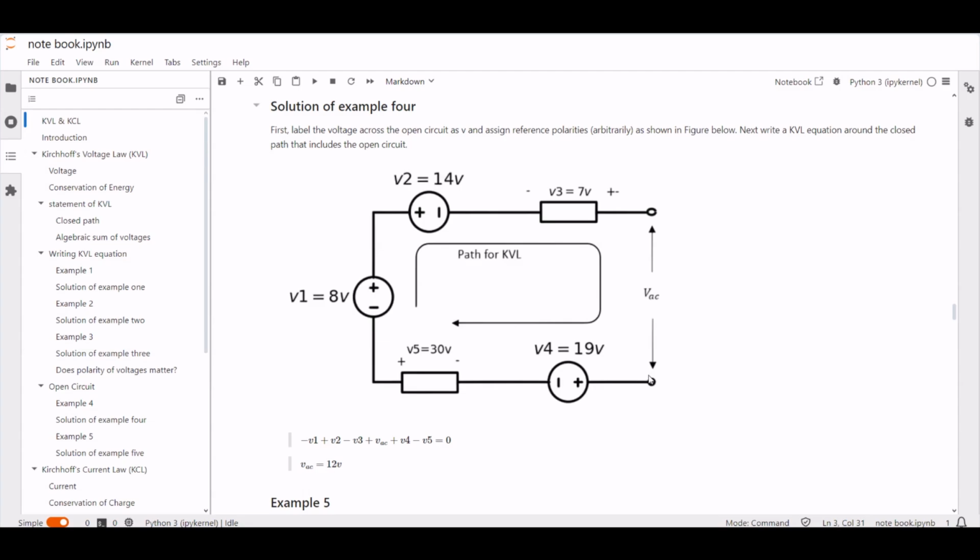And here we have two terminals that are open. So this pair of terminals is an open circuit. So we write here plus VAC. And then here we write plus V4, and here we write minus V5. And then if we write the numbers, VAC is equal to 12 volts.